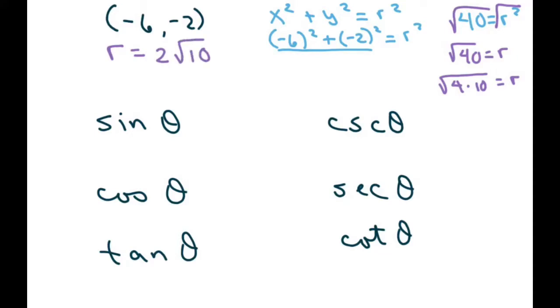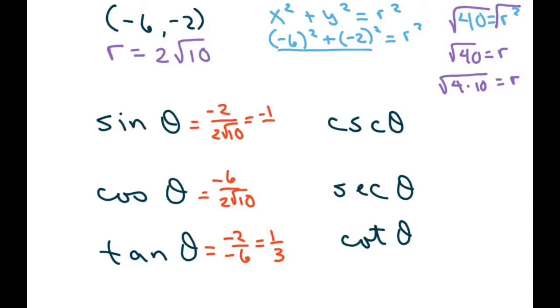Then you just fill everything in. Sine is negative 2 over 2 square root of 10. Cosine is negative 6 over 2 square root of 10. Tan is going to be y over x, which is negative 2 over negative 6, which is 1/3. And if you want, this is going to be negative 1 over square root of 10. This is going to equal negative 3 over square root of 10.